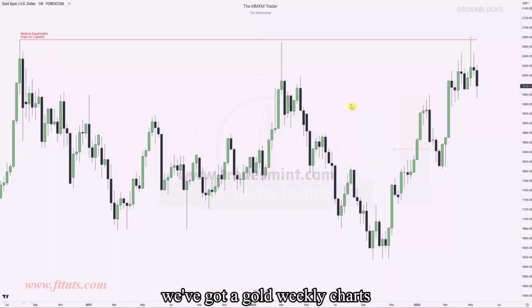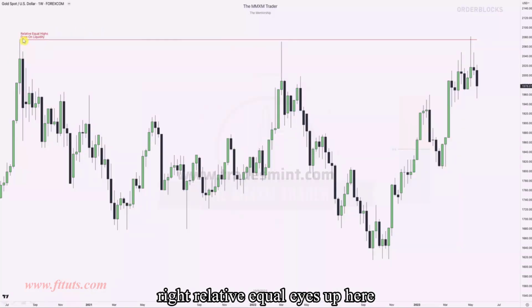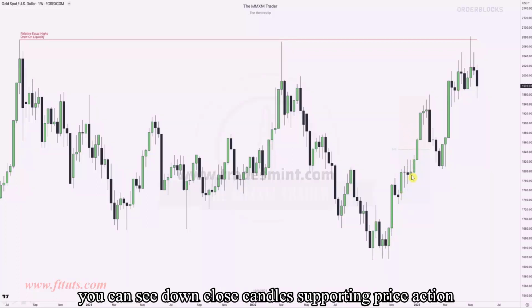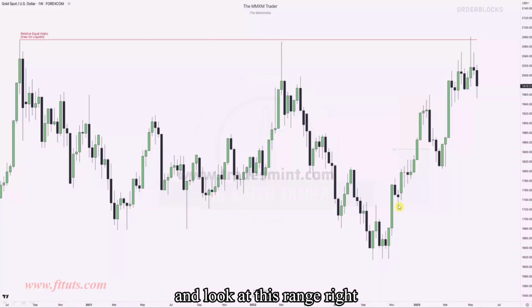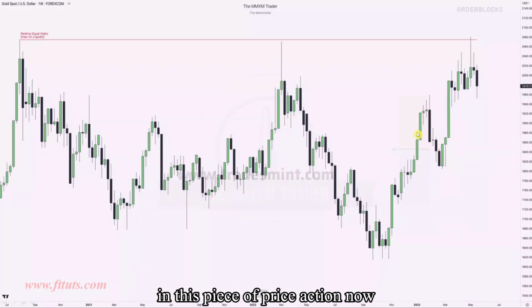Alright, so over here we've got a gold weekly chart. Now, what is more obvious than these buy stops over here, right? Relative equal highs up here, low resistance liquidity, and look at this piece of price action, right? We're moving up and up and up. We can see down close candles supporting price action. And look at this range, right? This low to this high is our current dealing range in this piece of price action.